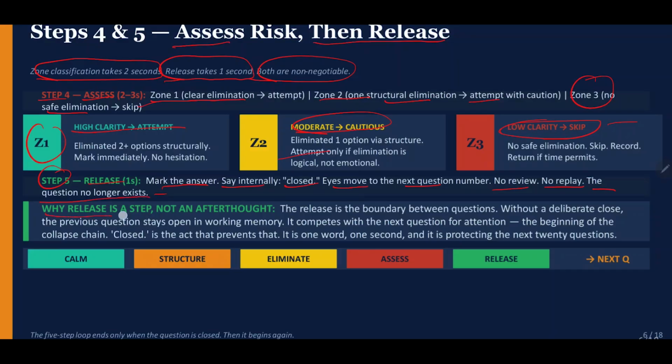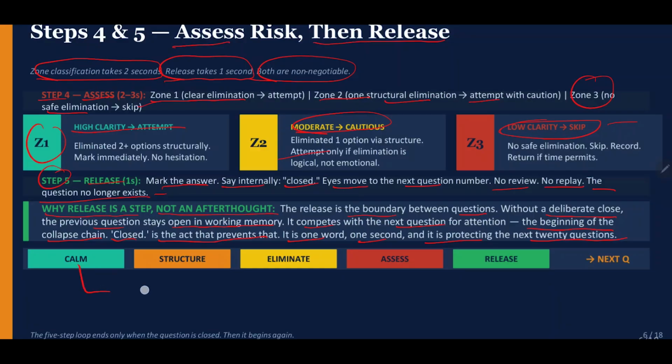Why is release a step, not an afterthought? The release is a boundary between questions. Without a deliberate close, the previous question stays open in the working memory. It competes with the next question for attention. That is the beginning of the collapse chain. Closed is the act that prevents that. It is one word, 1 second, and it is protecting the next 20 questions, right?